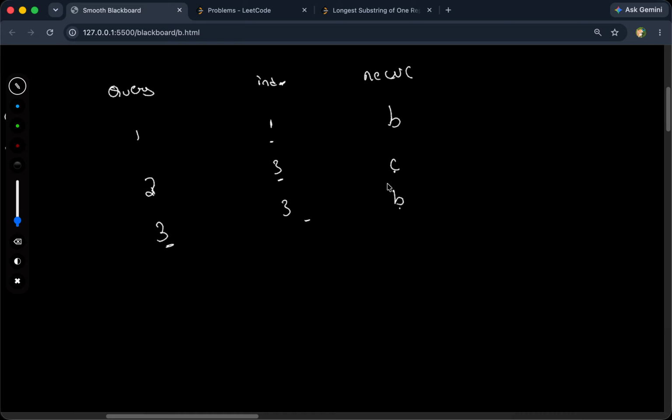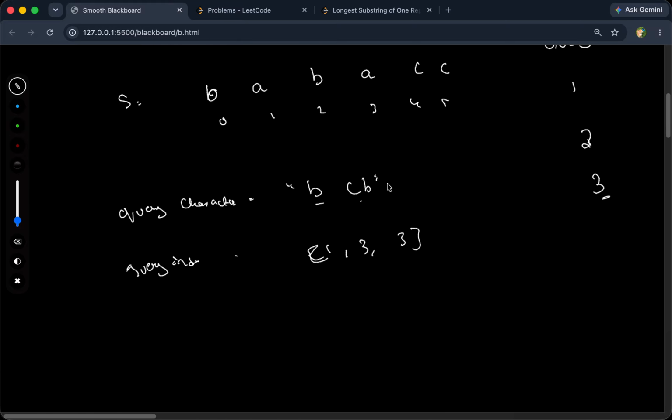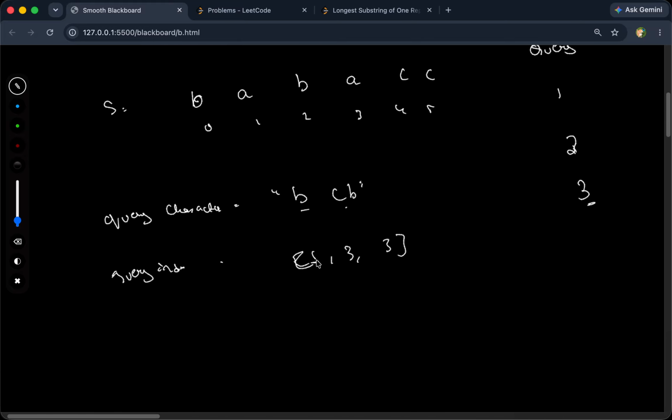So let's perform query 1. In index 1, we have to replace the a with b. Now our new string looks like this: b b b a c c. So the longest group has length 3.